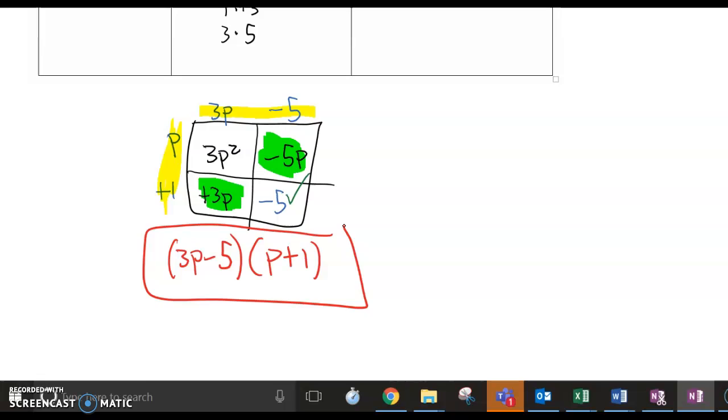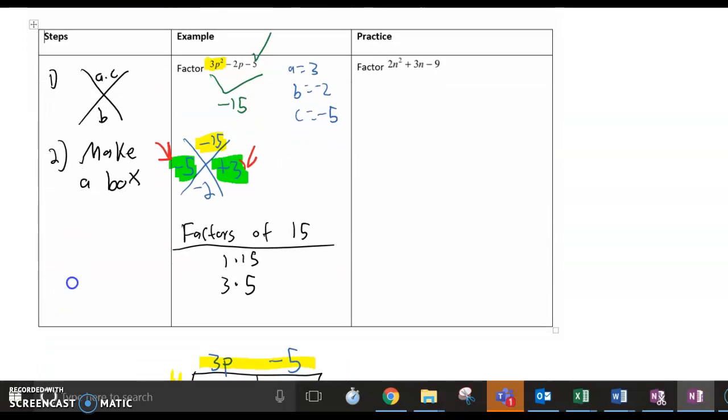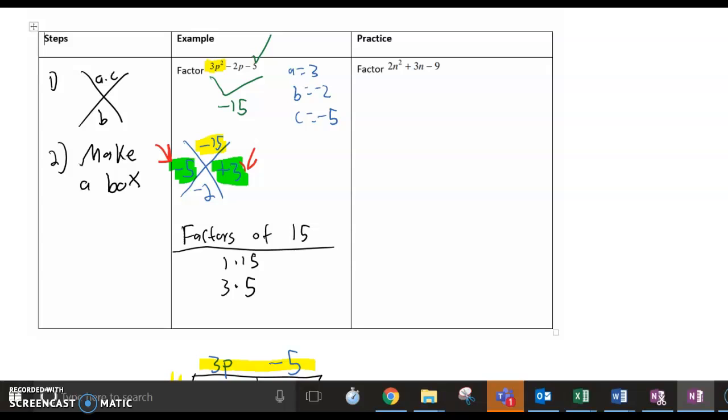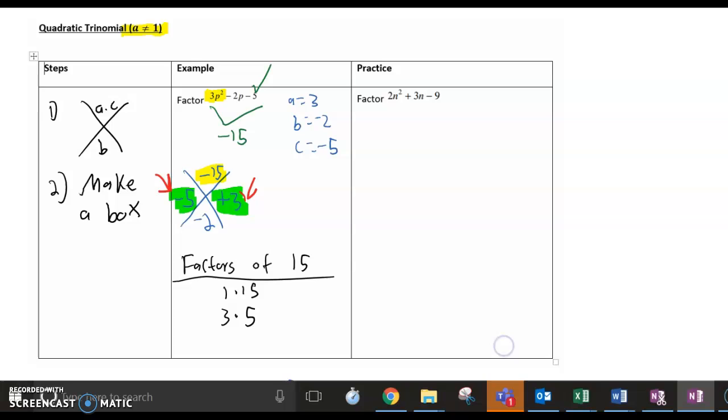Great. I got one more for you. Again, if I just went too fast there, pause and rewind. Nothing wrong with that. Cool. So first thing I want to ask is, do I need a box? We need a box when A is not equal to 1. What's our A value here? Well, that's our first one, and it's 2. So yes, I definitely need a box. A is 2, B is 3, C is negative 9.